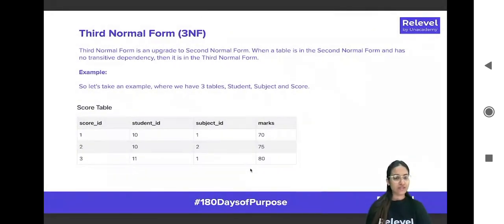Again, the best way to learn this topic is by taking an example. So we'll quickly take an example and try to understand how we convert a table which is in second normal form to the third normal form. Here we have 3 tables: the student table, the subject table, and the score table. The score table has the score ID, the student ID of the student who scored the marks, the subject ID for what subject the student scored the marks, and in the end the marks itself.